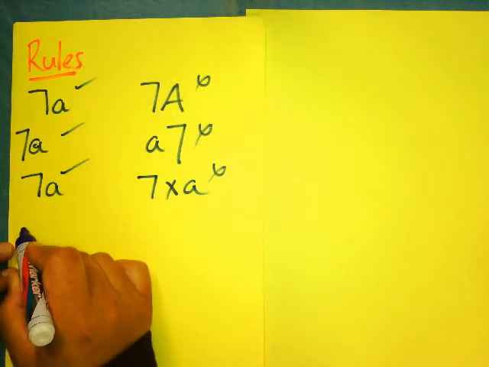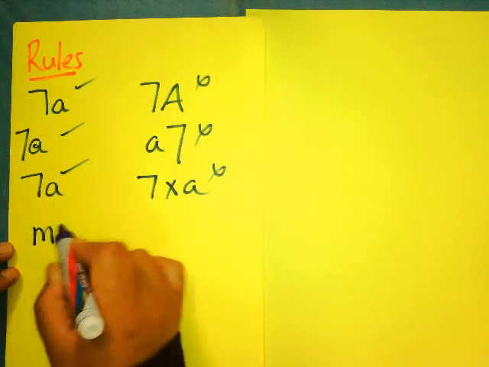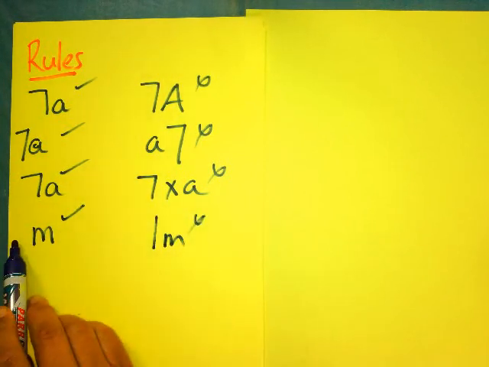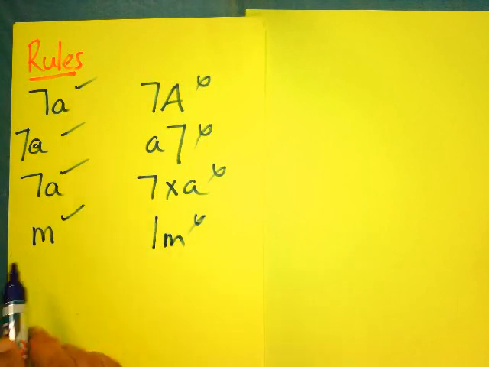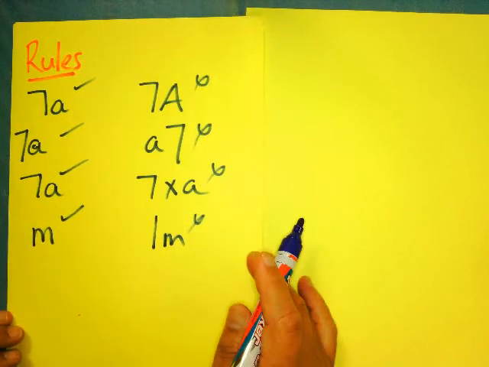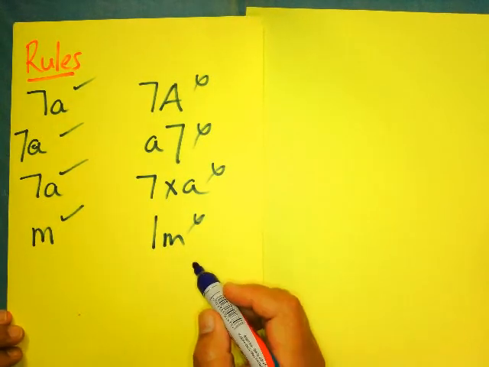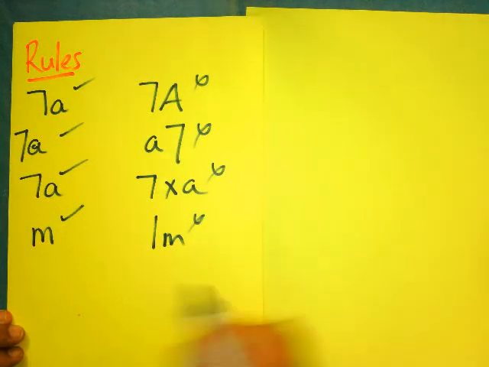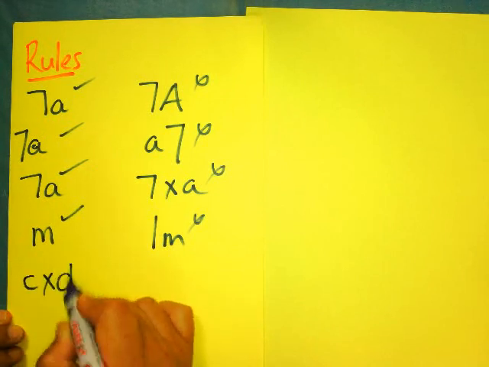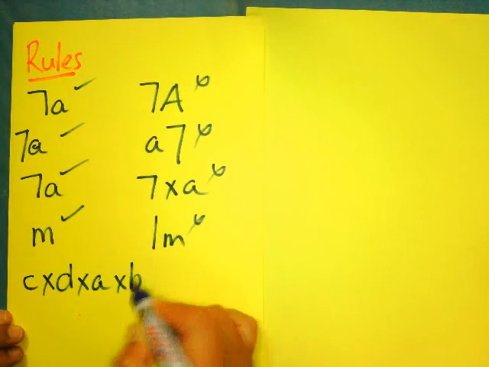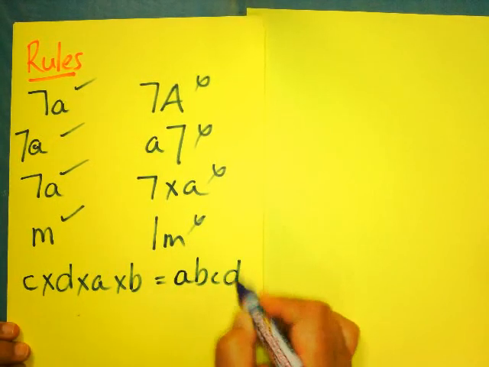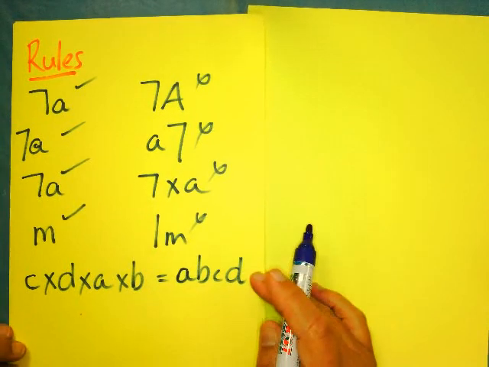Another rule is that we write m, but we don't write 1m. So we don't write the 1 and we don't mention the 1. I'm not going to say this is 1m, I'm just going to say this is m. There's an imaginary 1 in front of any variable. All variables must be in alphabetical order. So if I multiply this, then my answer will be that I need to put it in alphabetical order. That's rule number 5.